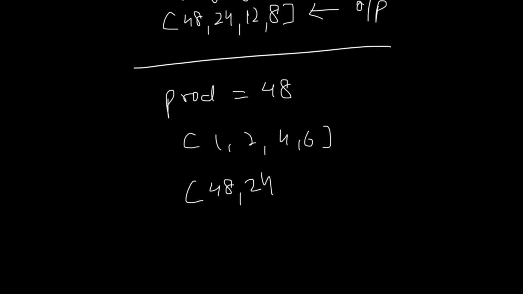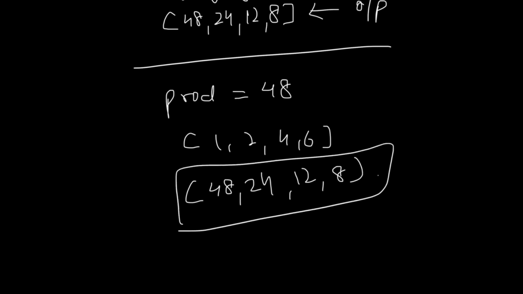When we go through 4, we will divide 48 by 4, and then we get the result as 12. And then finally we divide 48 by 6, which is going to be 8. So that's one way of getting a result.